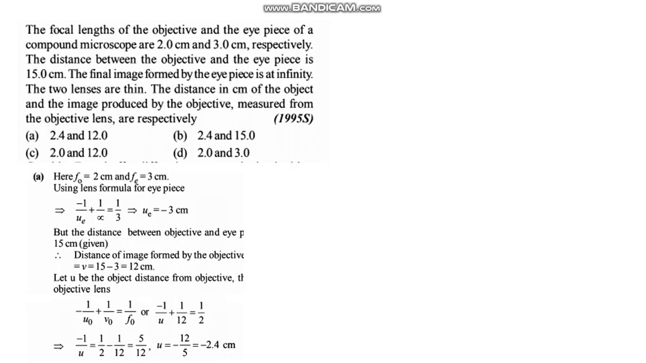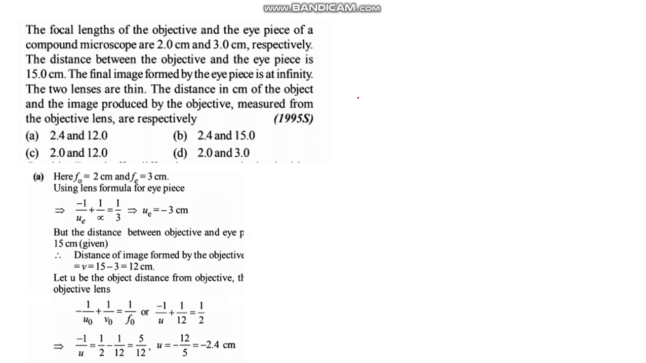Question on compound microscope. The focal lengths of objective and eyepiece of a compound microscope are 2 and 3 cm respectively. The distance between the objective and the eyepiece is 15 centimeters. The final image formed by the eyepiece is at infinity. The two lenses are thin. The distance in centimeter of the object and the image produced by the objective measured from the objective lens are respectively.